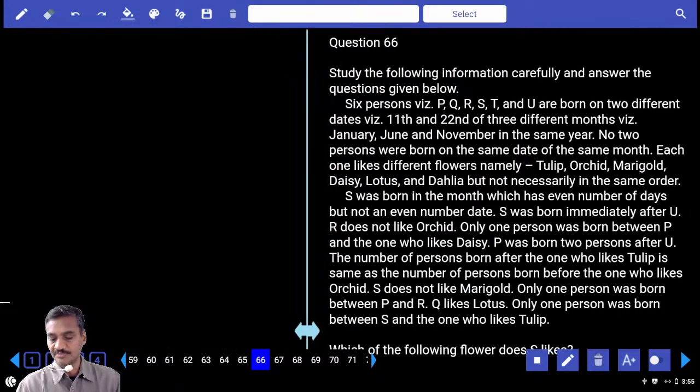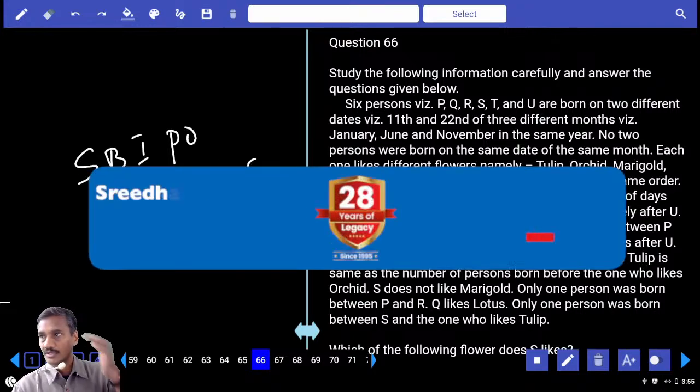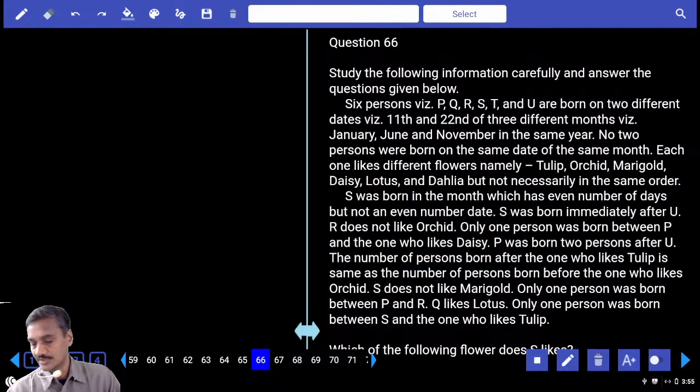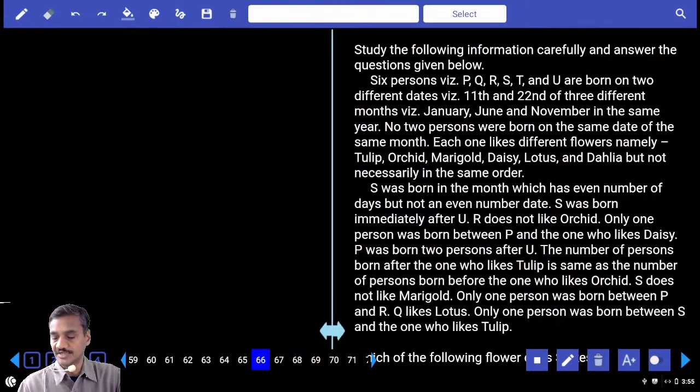SBI PO Prelim paper number 25. Reasoning questions start from question number 66 onwards. Now in this question 66, there are six persons and they were born on different dates.